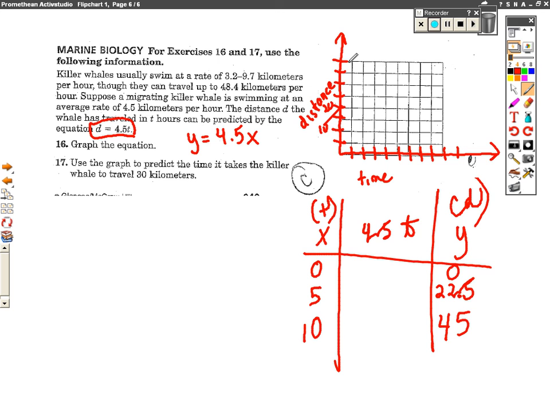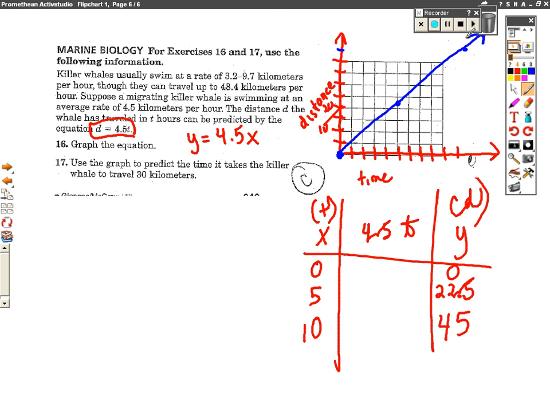So let me go ahead and graph (0, 0). (5, 22 and a half). So 5 would be right here, 1, 2, 3, 4, 5. 22 and a half would be up past the 20. And last, (10, 45). So that'd be around here. And then 45 would be 10, 15, 20, 25, 30, 35, 40, 45, and 10. And then if you graph it, it should all form a straight line. And that would be the graph.